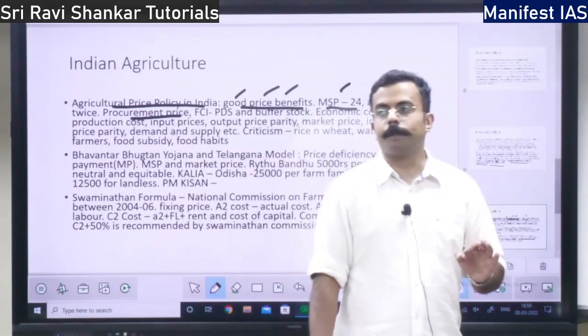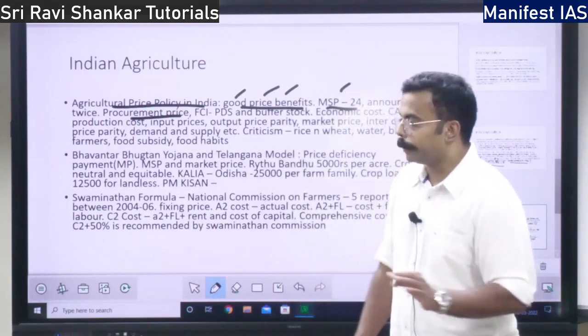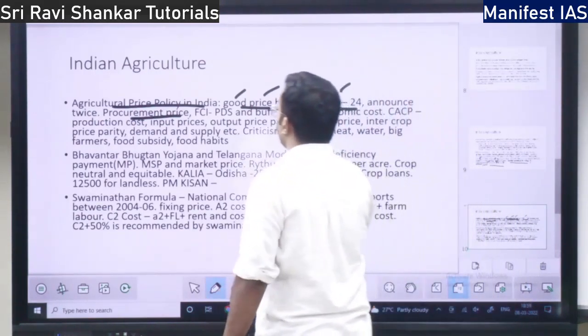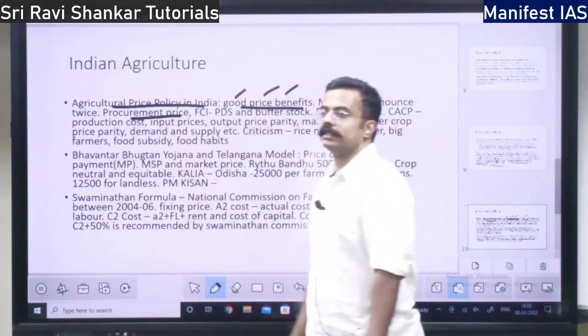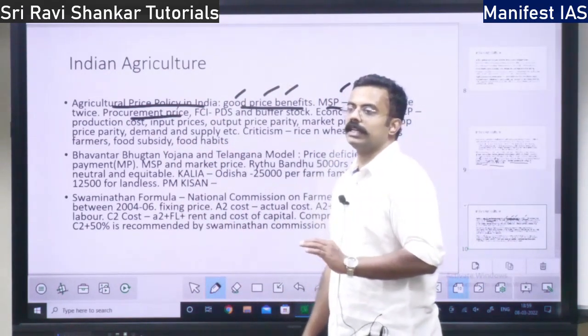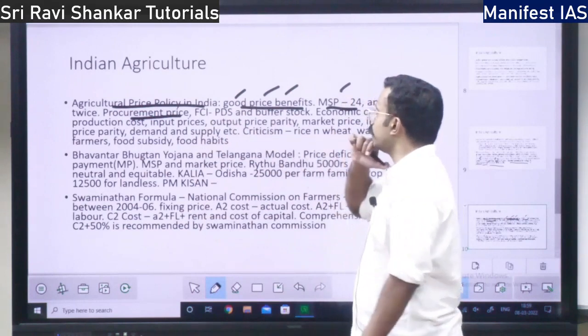See, FCI, who procures the food grains? It is the Food Corporation of India. The Food Corporation of India procures the food. So that price is called procurement price. What price? The price the Food Corporation of India is going to give the farmers. It is called procurement price.